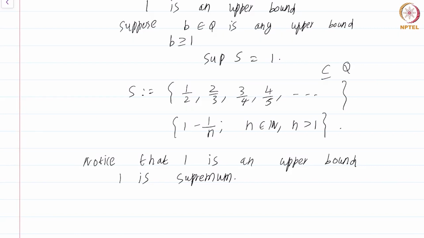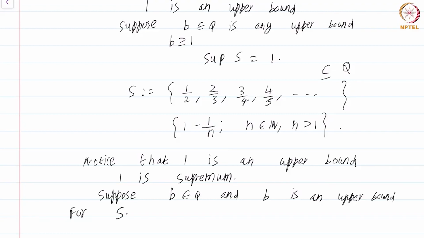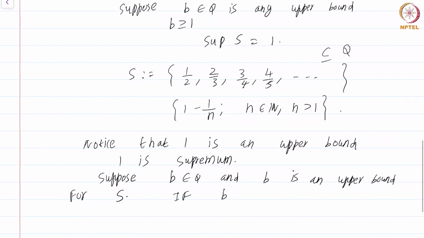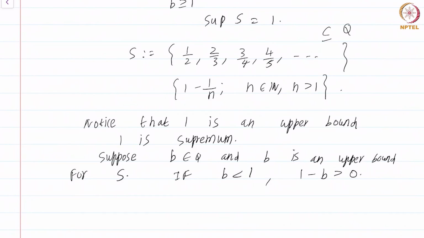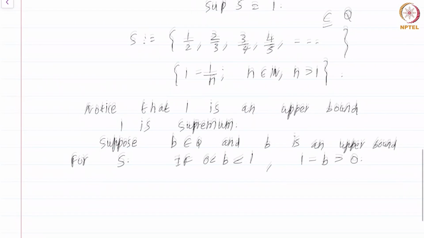Well, let's try to argue as follows. Suppose B is in Q and B is an upper bound for the set S. If B is strictly less than 1, we need to reach a contradiction. If B is less than 1, then 1 minus B is in fact greater than 0. In fact, we can assume that this B is greater than 0 because B has got to be an upper bound. So you have 0 less than B less than 1, and 1 minus B is greater than 0.